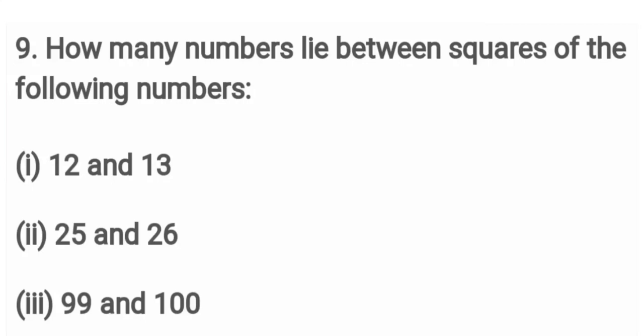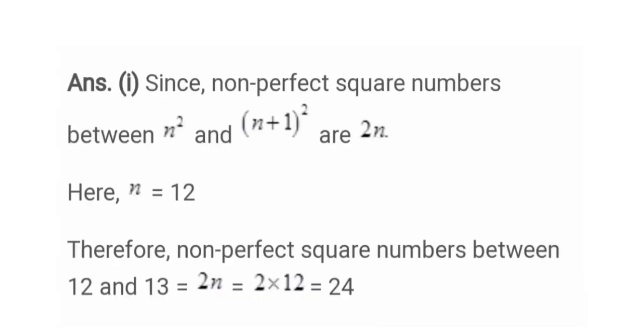So we know that there will be 2n numbers in between the squares of the numbers n and n plus 1. Suppose 12 is n. So n plus 1 is what? 13. So how many numbers? 2n numbers lie between. Yes. So what will we do? We will multiply by 2. So 2 into 12. The answer is 24 numbers.